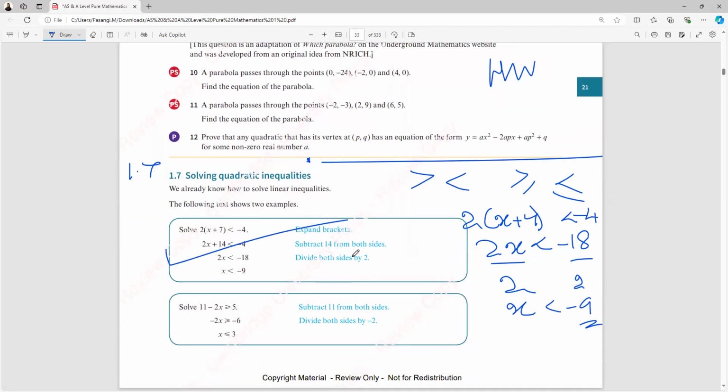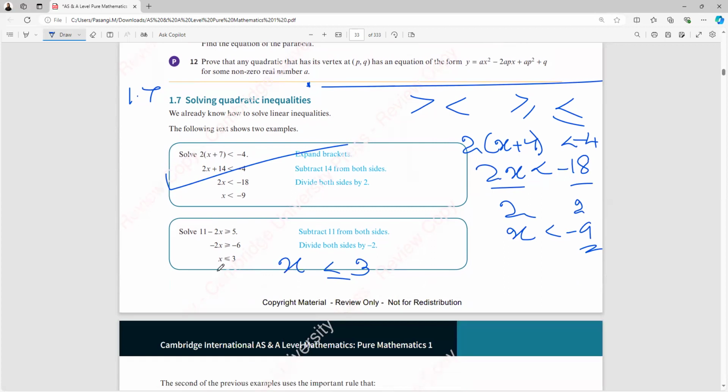Inequalities work like that. Now this symbol is less than. This one is greater than or equal to. If we have an equal mark there, then x is less than or equal to 3, so the 3 is also a solution: 3, 2, 1, 0, minus 1, minus 2, like that. Now here, x is less than minus 9, so the range of the answers starts from minus 10, minus 11, minus 12, like that. Is it clear? Okay.